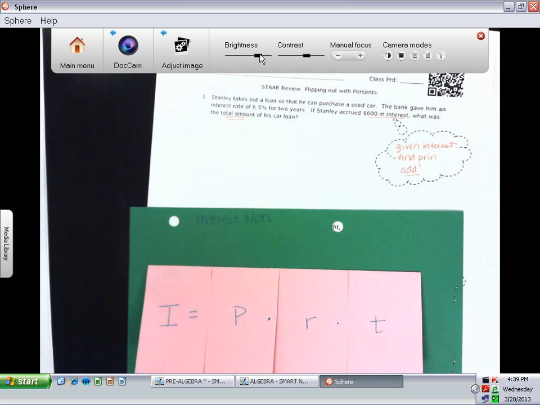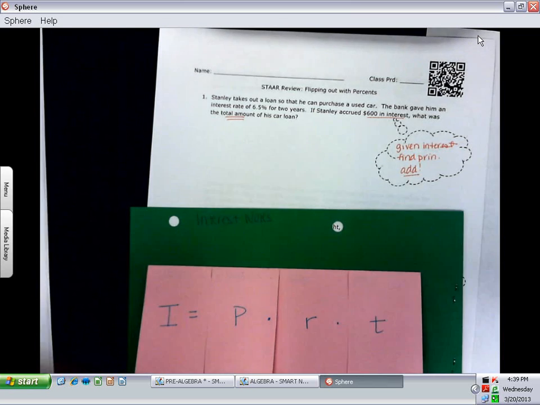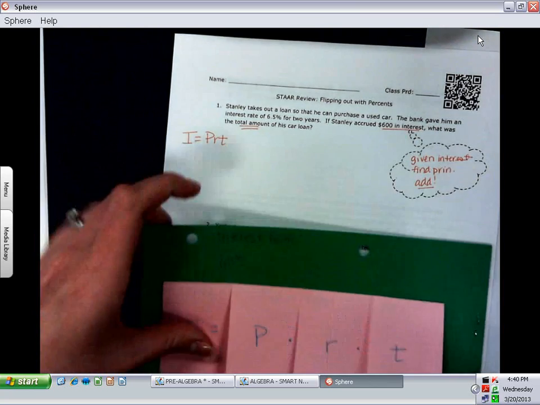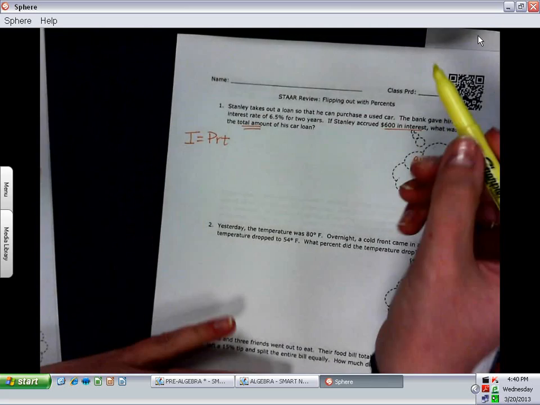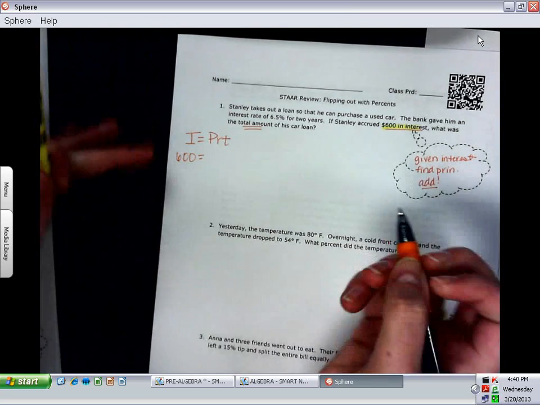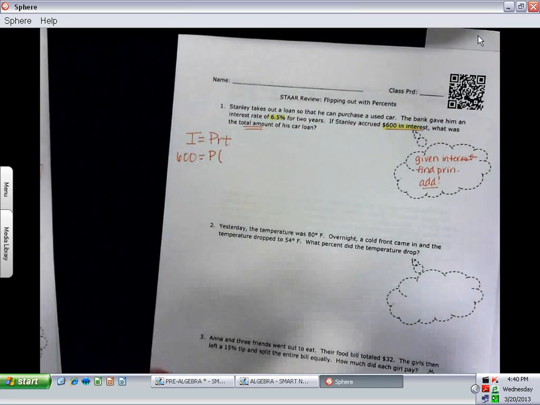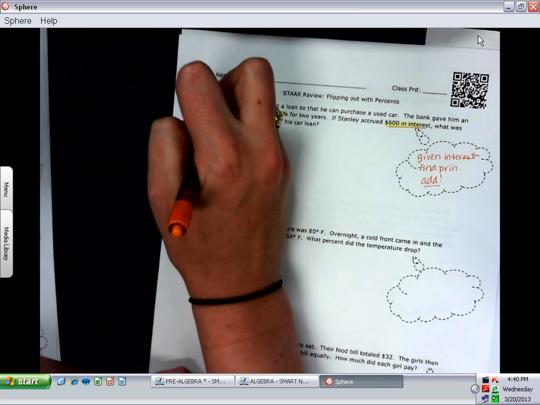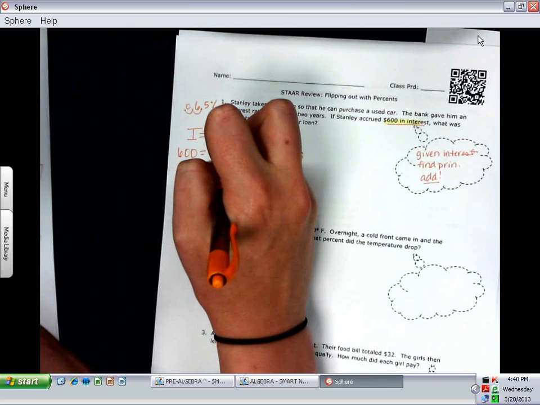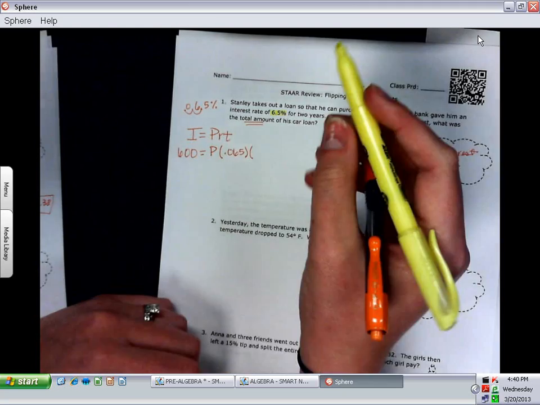In order to do that, I need my formula, I equals PRT. So if you will write that down, I equals PRT, and we're going to fill in what we know. It says he accrued $600 in interest, so that's my I. His principal, we don't know, so we're going to leave that as a P, but we do know the rate, and the rate is 6.5%, and your foldable said you have to write that as a decimal. So 6.5% right here. In order to turn it to a decimal, I hop twice to the left. So it's 0.065. And then my time, it says right here, is 2 years.